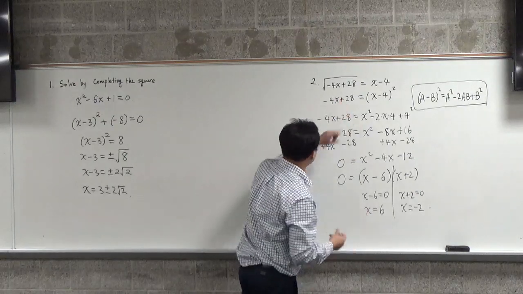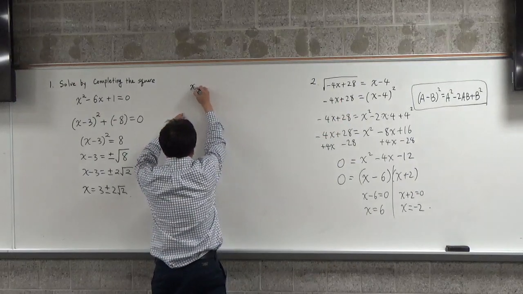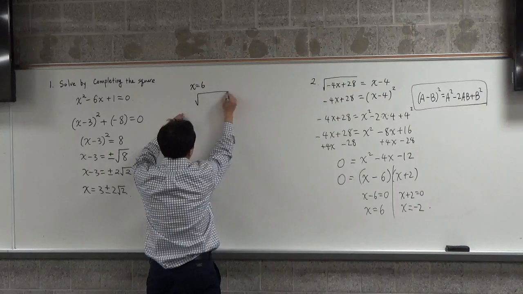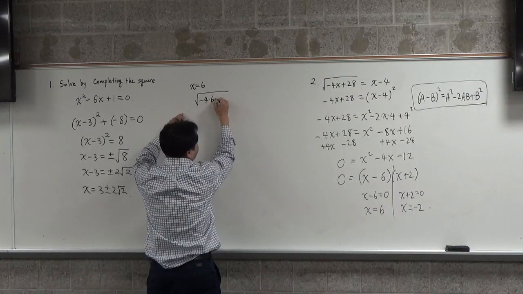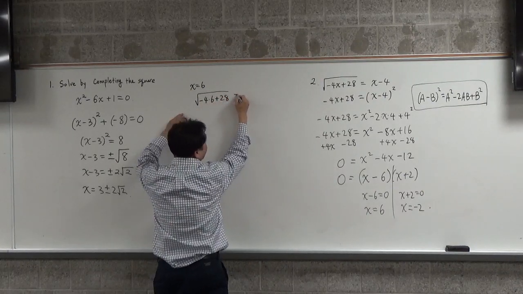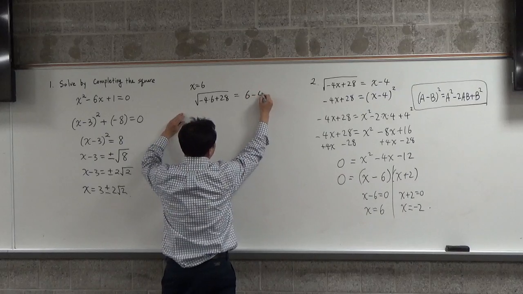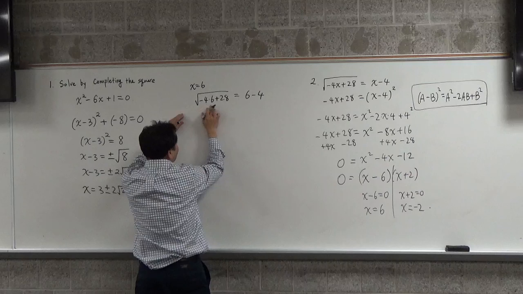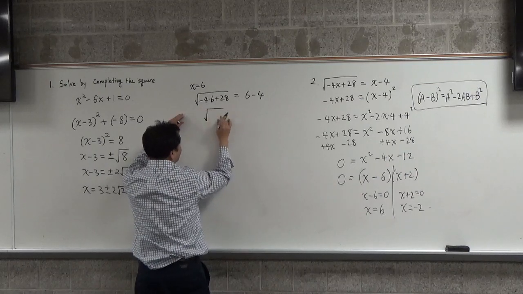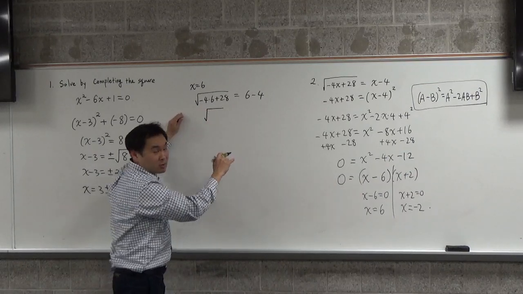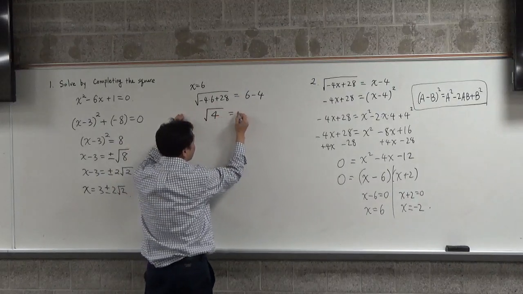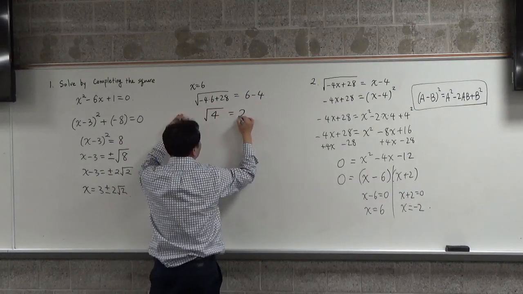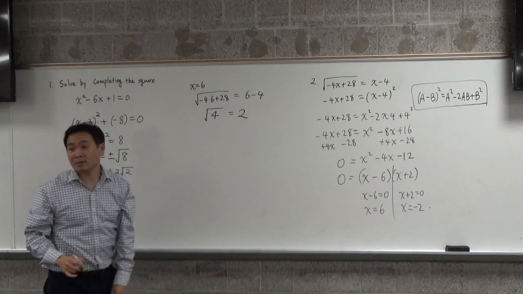So if I plug in 6, let's check that one. When x is equal to 6, you get negative 4 times 6 plus 28 on the left side, and then you have 6 minus 4. 4 times 6 is 24. What's 28 minus 24? 28 minus 24 is 4. And 6 minus 4 is 2. Is this correct? Yes.